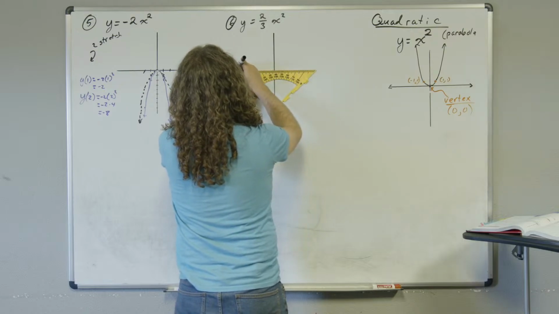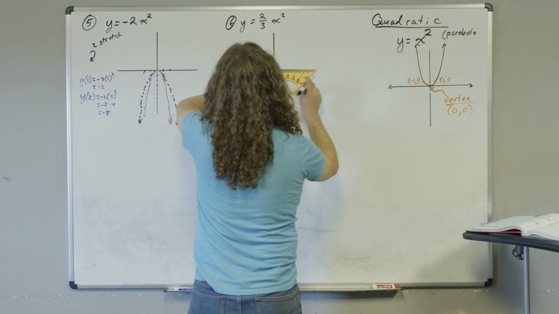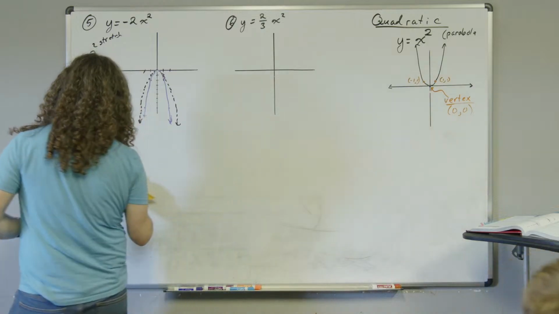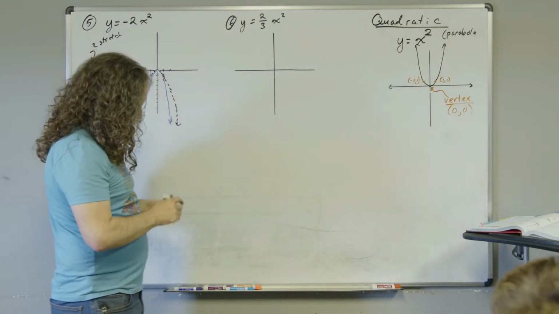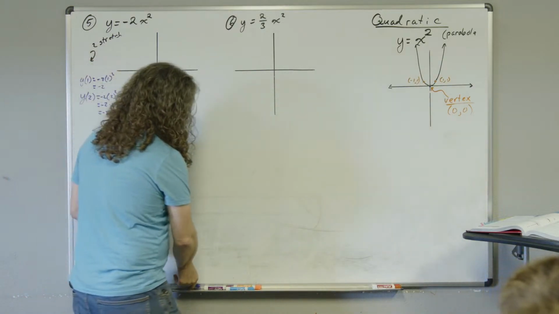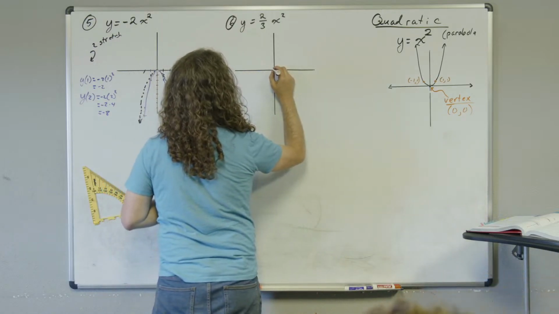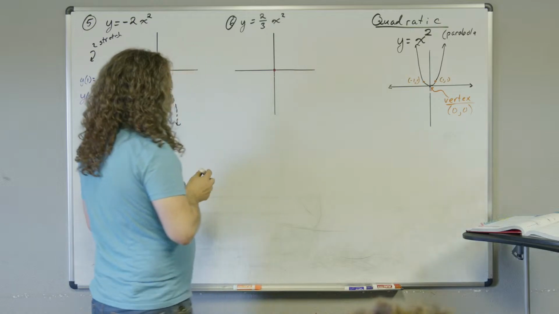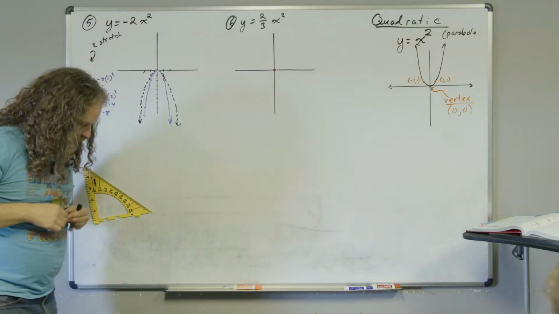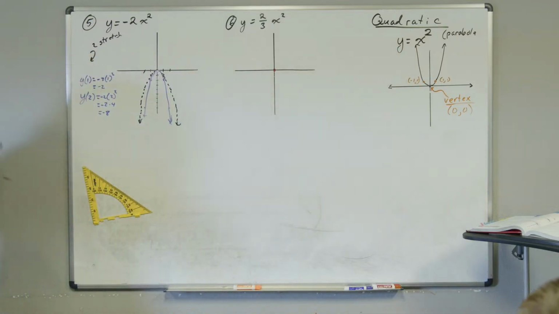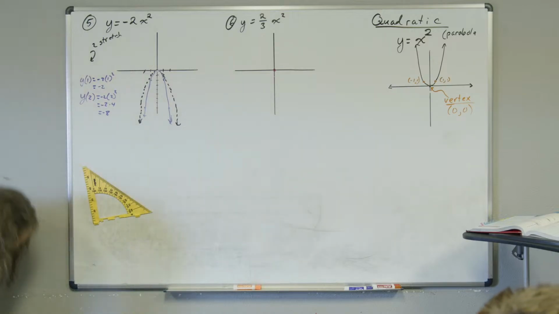Did the h or the k change? Yes or no? It's still 0, 0 because it didn't change. That's right. So the vertex is the same as it was. So the vertex is easy peasy, right? It's right here, 0, 0. Is this parabola going to open up or down? It's going to open up because it's not negative. The a is still positive, right?